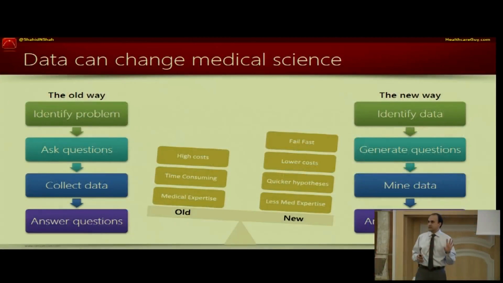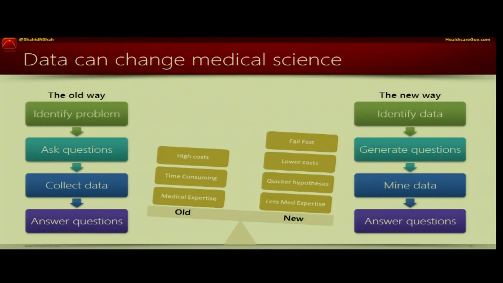So on the left-hand side, you'll see that the traditional way of doing research, finding out what drugs are necessary, finding out what kind of treatments are good, et cetera, is done by saying, I'm going to identify a problem. I know about problem ABC, I know about a disease, and then I'm going to ask questions and say, okay, what can I find out about patients?